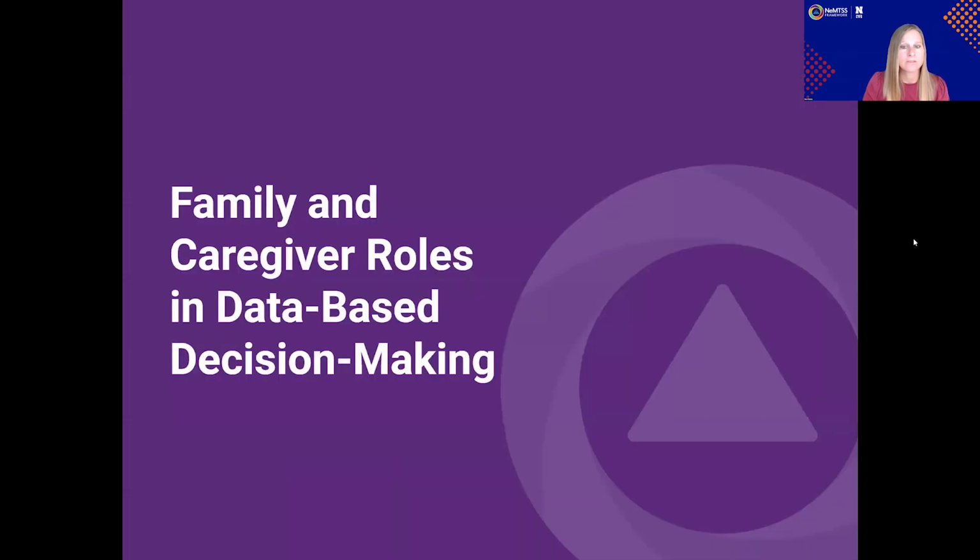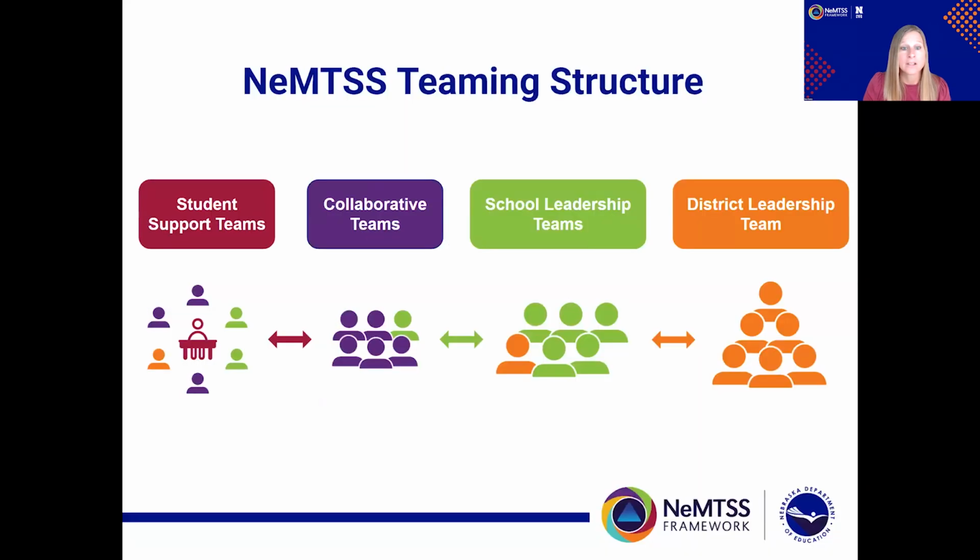Now we will discuss the role of family and caregivers in the data-based decision-making process. The strength of the Nebraska MTSS framework comes from effectively engaging a variety of voices and perspectives to identify supports students need. To do that, teams need to be set up effectively and be able to work together. Through a multi-tiered system of support, teams are established to analyze data, identify strengths and areas for improvement, and develop an action plan for growth.